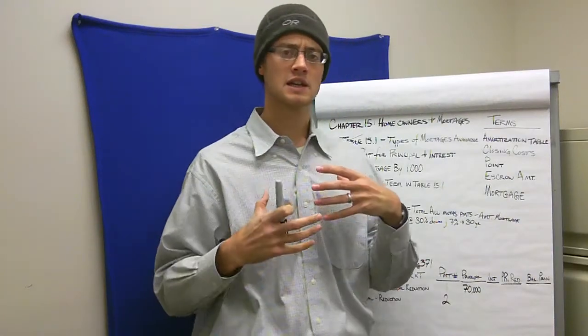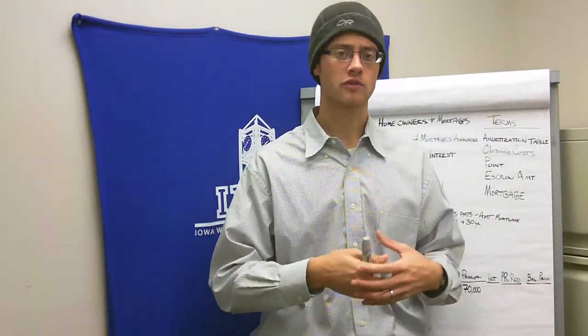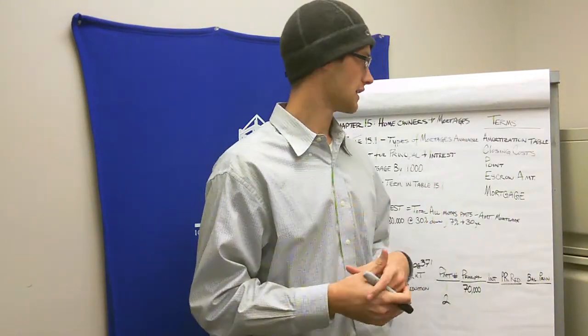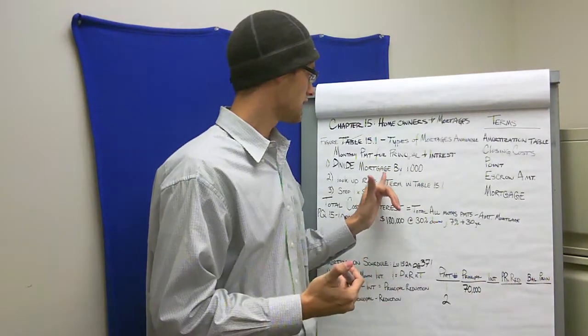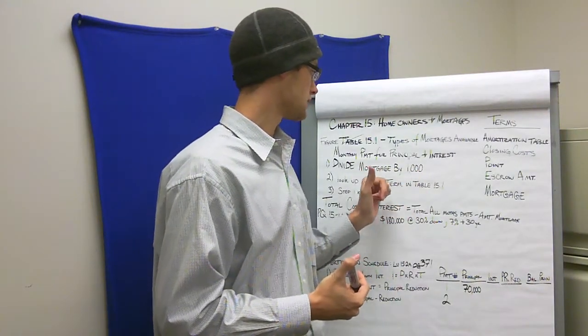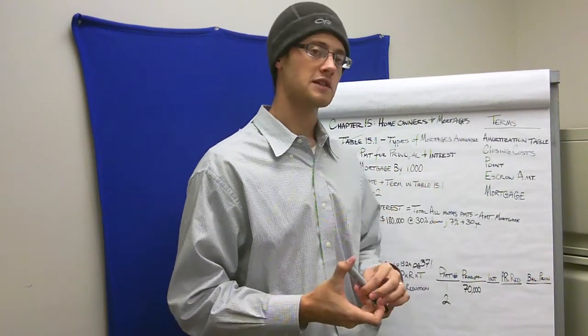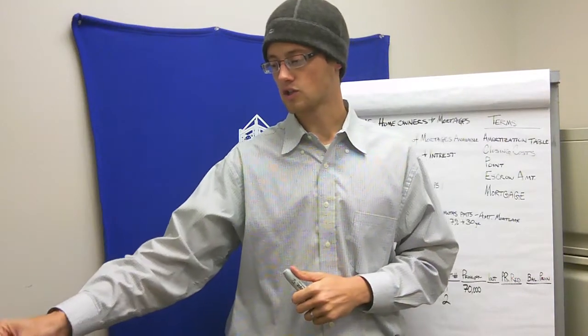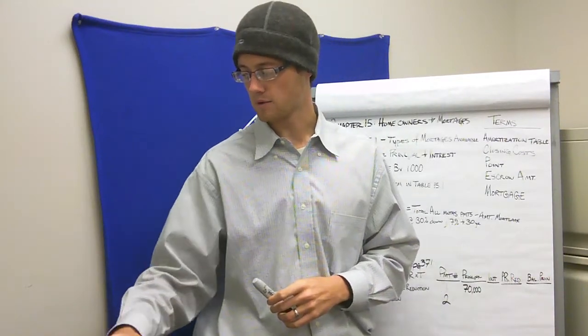So the book says first you take your mortgage. If I bought a home for $200,000, then I divide it by 1,000. Then I look up my rate and term in Table 15.1, and then I multiply those two together. They've already done the math for us. So I'm going to do the practice problem.